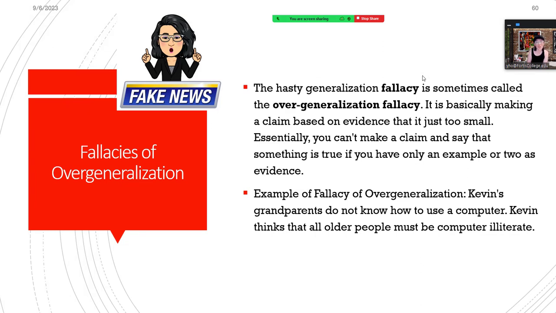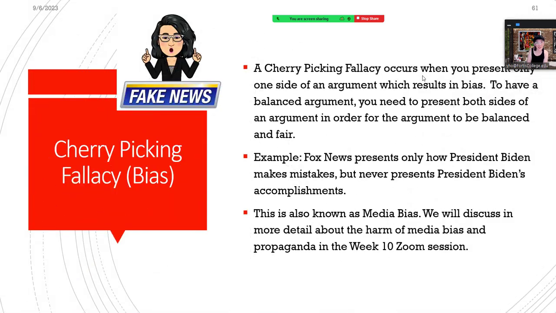Fallacies of overgeneralization, also called the hasty generalization fallacy, is when we make stereotypes based on other people. So if I say all Chinese people are good at math, okay, where is your proof? Whenever you make some kind of claim with no evidence, you're creating a fallacy. So when you write your papers, you want to avoid fallacies.